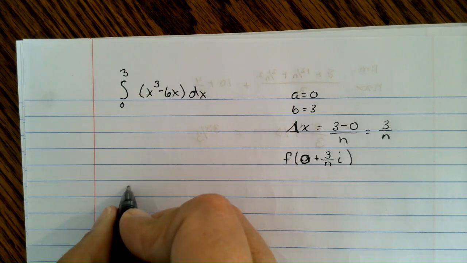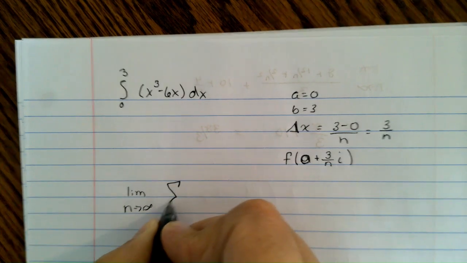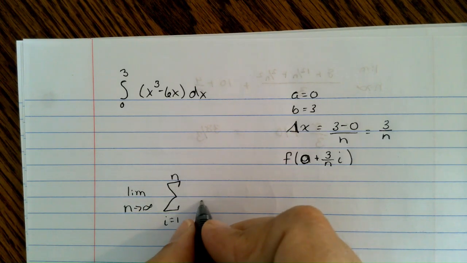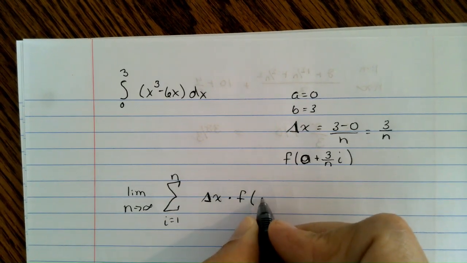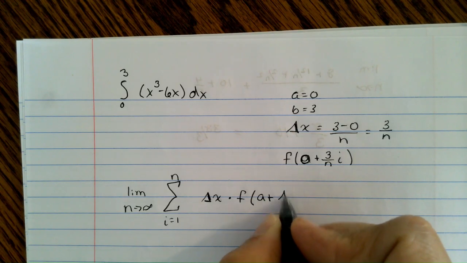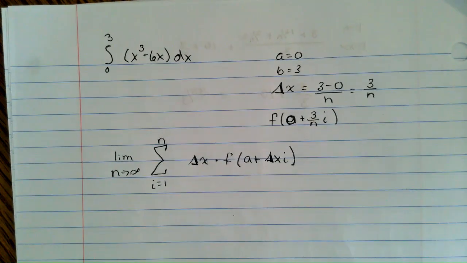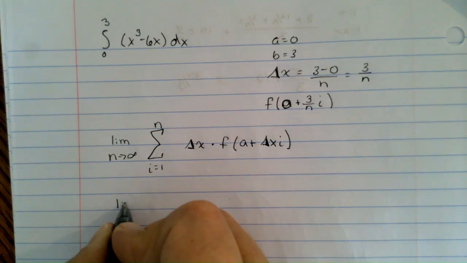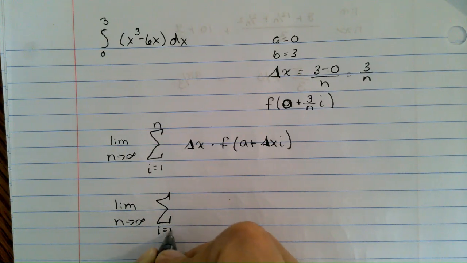So we'll have the limit as n approaches infinity of the sum of all the rectangles where we have our base times our height. That's what we're really looking at. And this time I'm not going to factor the delta x out. I'm going to leave it in there, that way you can see the difference if you want. So for us, that'll be the limit as n approaches infinity of the sum from i equals 1 to n.